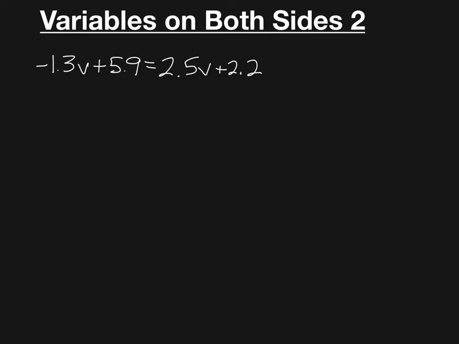We have negative 1.3v plus 5.9 equals 2.5v plus 2.2. Now, as usual, we want to start by, if we can, eliminating a variable on both sides. And we can start there because both sides are simplified. So let's start by getting rid of this negative 1.3v. I'm going to add 1.3v to both sides. That's going to cancel out over here.